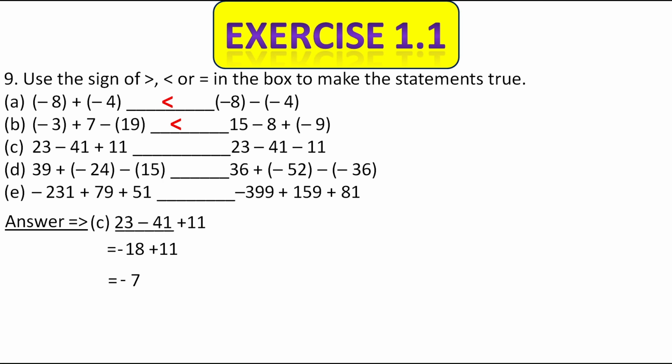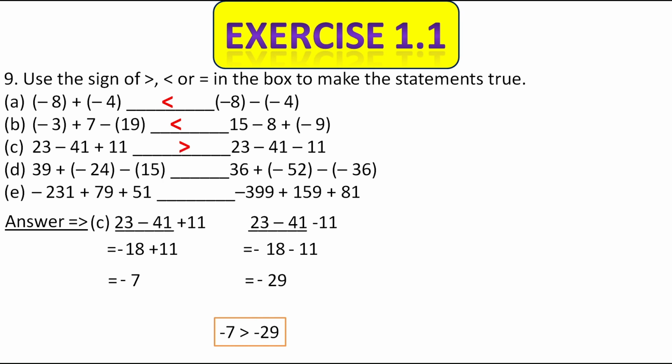Okay. So next, on this side, we have 23 minus 41 minus 11. Now again these two numbers have different signs, so we have to subtract. So we got the answer as 18 with a minus sign. Now we have to put this minus 11 as it is. As now both of them have the same sign, we have to add. So we got the answer as 29 with a minus sign. Okay. So now when we compare these two, we got the answer as minus 7 is greater than minus 29. So we have to put the sign here.